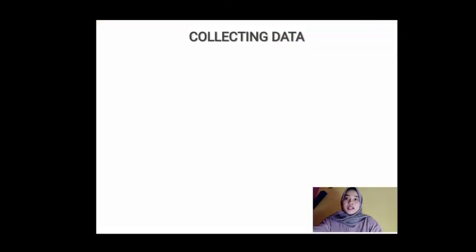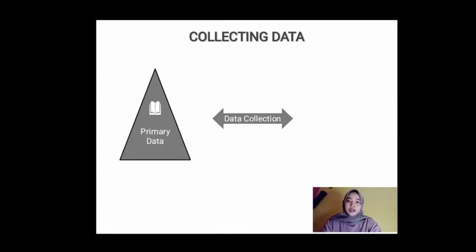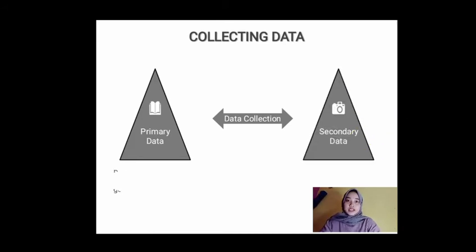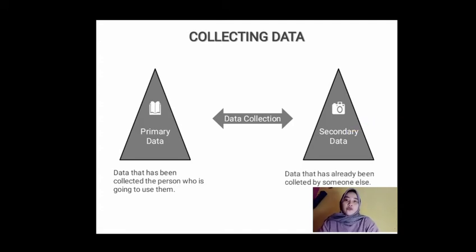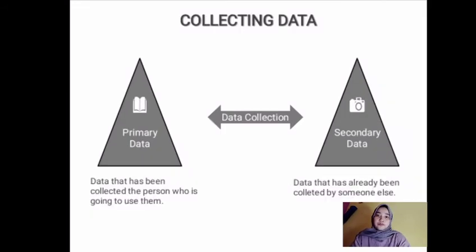Next slide: collecting data is broadly classified into 2 categories. These are, first, primary data and, second, secondary data. Primary data is data that has been collected by the people who are going to use them, while secondary data is data that has already been collected by someone else, to be collected from websites, databases, research, observation, and so on.